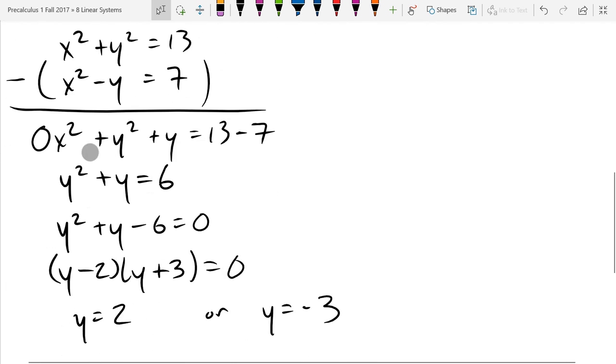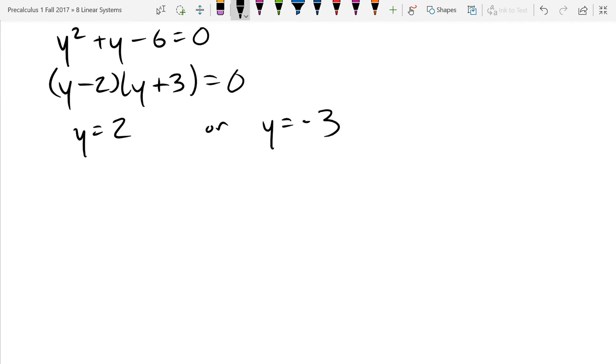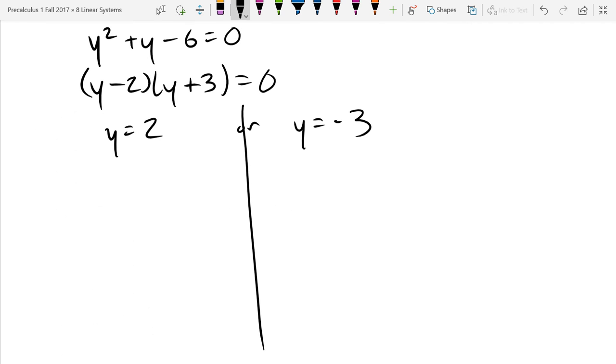And here's the tricky part. There are two choices for y. So I have to, on one side, assume y is 2 and then figure out what x is. On the other side, I have to forget all that stuff and figure out when y is negative 3, what does x have to be? So we're basically solving two separate problems down here.